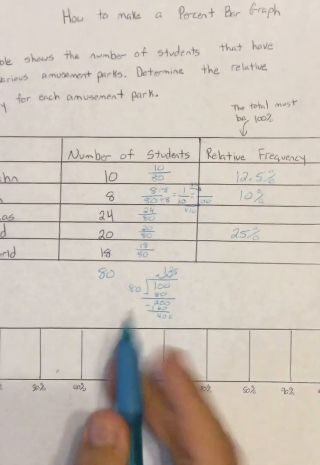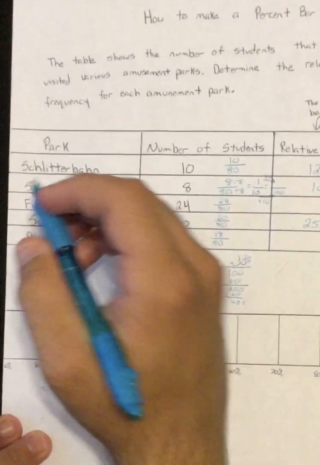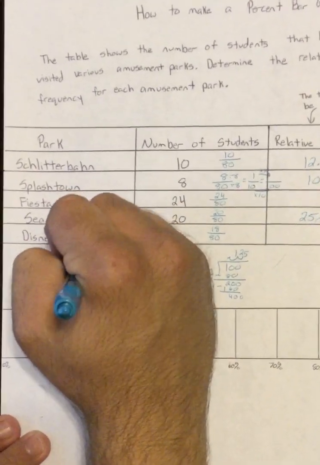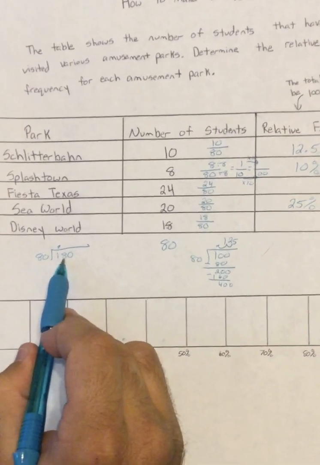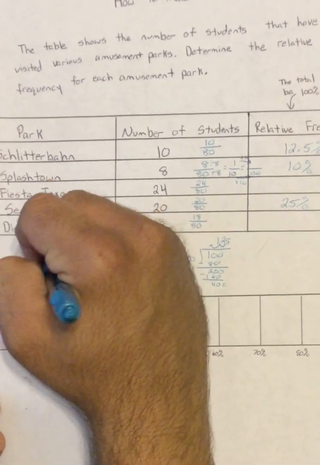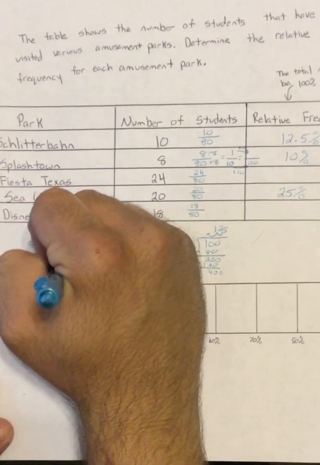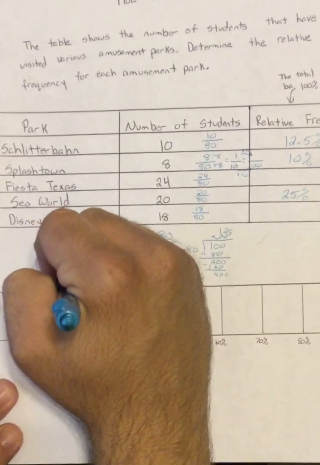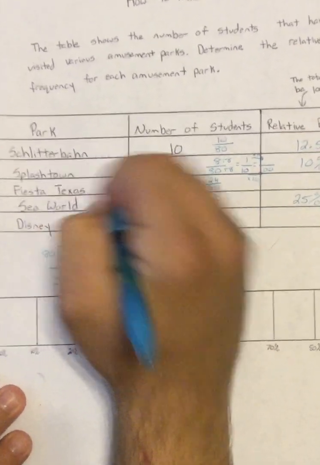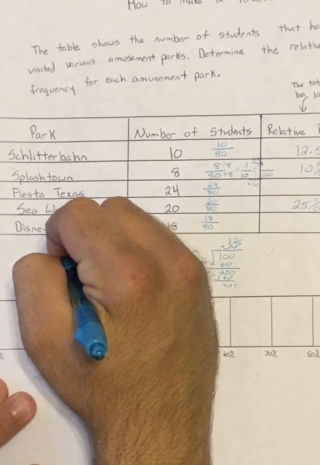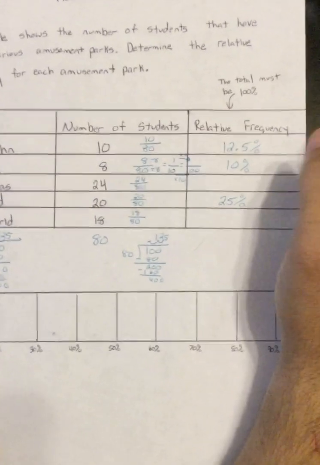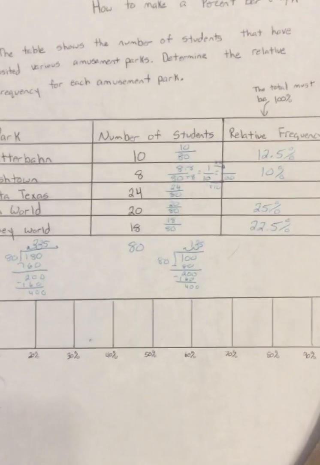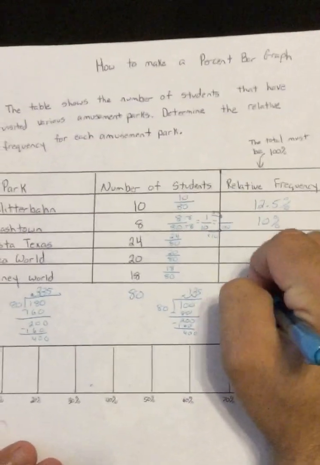All right, so let's see. 18 over 80. Let's do top in, bottom out. 80 can't go into 18, but 80 can go into 180 2 times. 80 into 200 2 times. 80 into 400 5 times. So 0.225. Move the decimal 2 places to the right. So that is 22.5%. Now we said relative frequency is out of 100%.